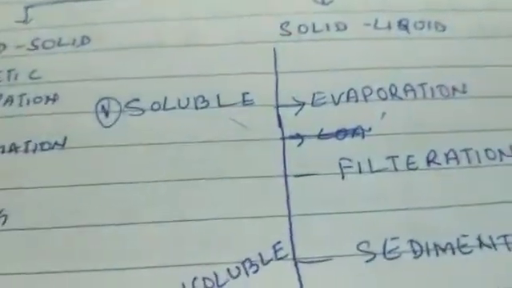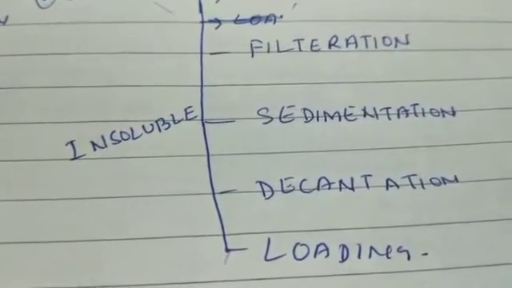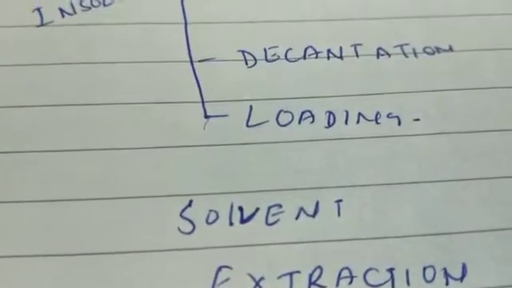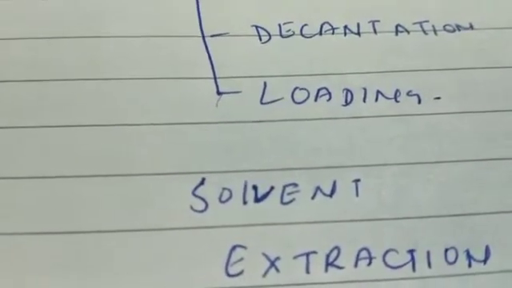In solid to liquid there are 3 categories. So the first one is soluble. So here there are 2: evaporation and filtration. Okay, that is when the solid is soluble. When the solid is insoluble we use sedimentation, decantation and loading. And when there are 2 solids, one soluble and one insoluble, we use solvent extraction. So we'll write this one also, in the form of a flowchart.